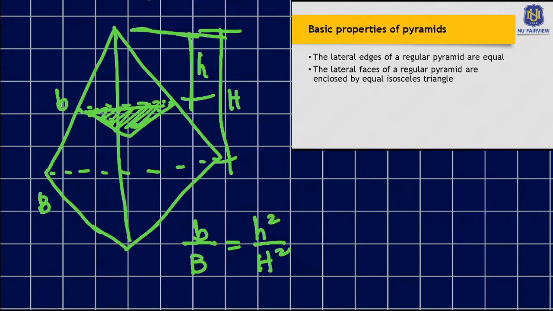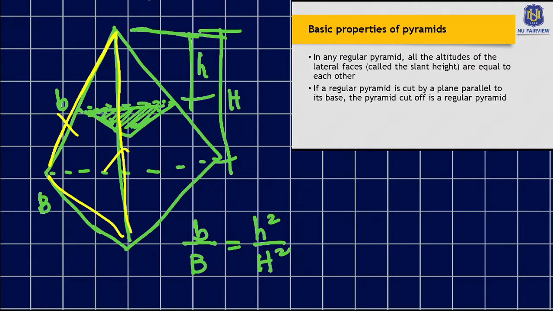Now also, when it comes to pyramids, the lateral edges of your regular pyramid are equal. So, which ones are the lateral edges? These are the lateral edges of your pyramid. And the triangle formed on a lateral face is an isosceles triangle. Okay.